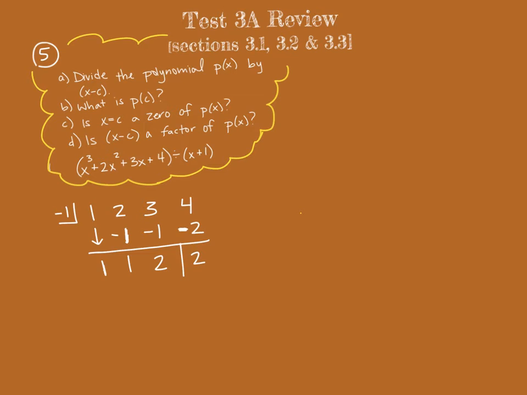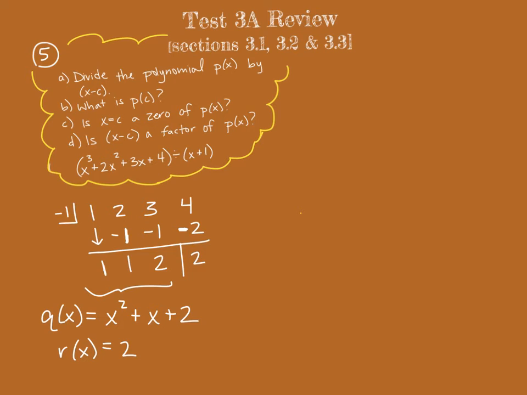All right, because we started with a cubic, we go down by 1 exponent or 1 degree for our quotient. So this is a quadratic answer. So q of x, our quotient, is 1x squared plus 1x plus 2. And our remainder, which we could write as r of x, is 2.